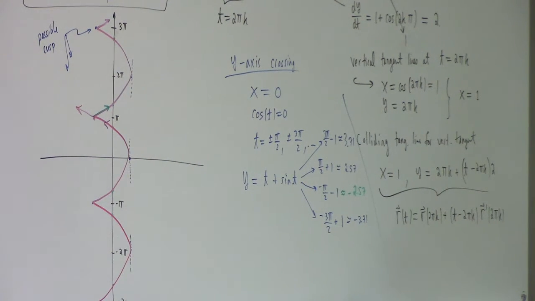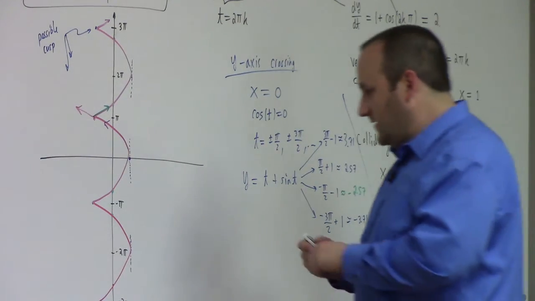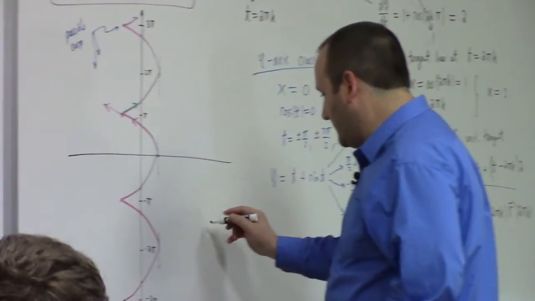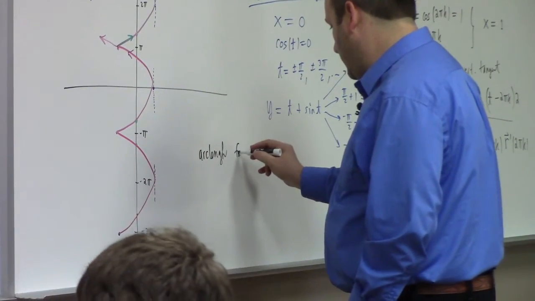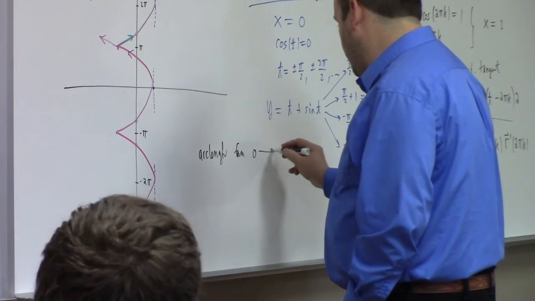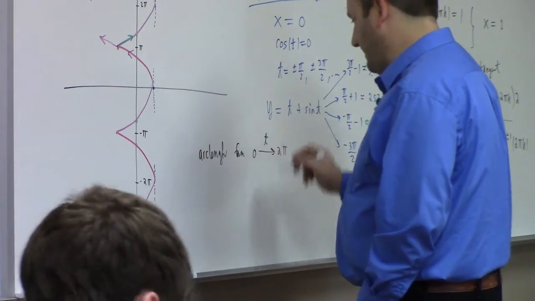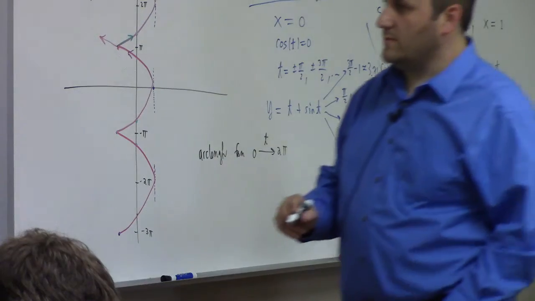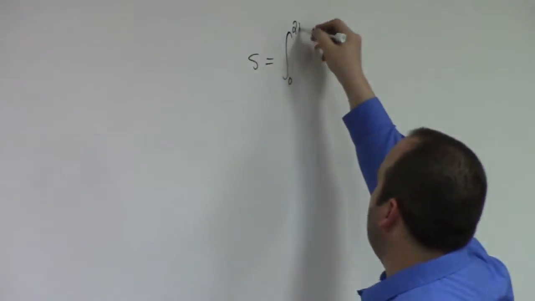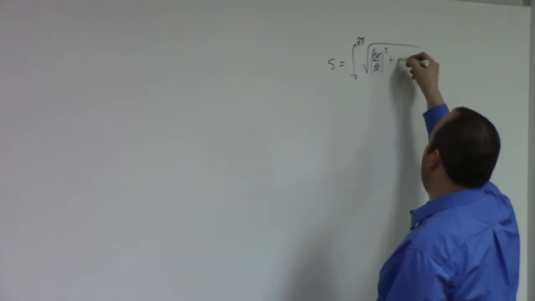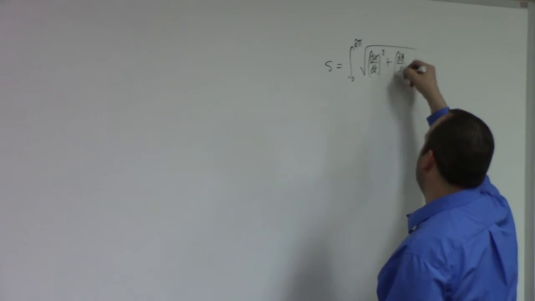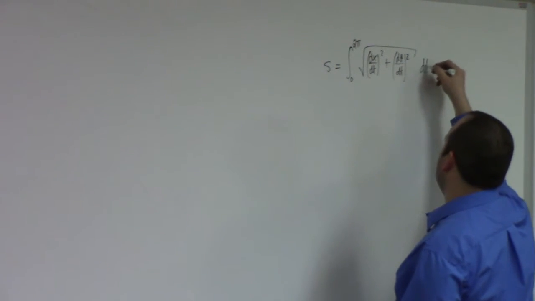Something interesting, you can actually calculate the arc length of this without too much trouble. Check it out. So the arc length, let's suppose we just want to find the arc length from 0 to 2 pi for t. So s should be equal to the integral from 0 to 2 pi of the square root of dx/dt squared, right? Plus dy/dt squared, dt. What is that?